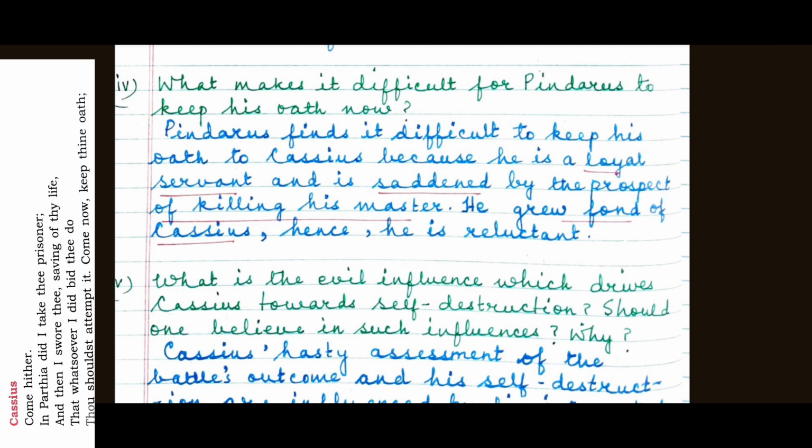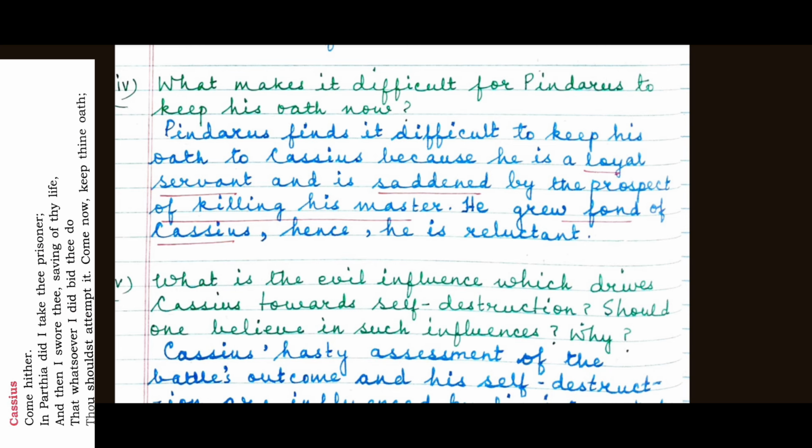What makes it difficult for Pindarus to keep his oath now? Pindarus finds it difficult to keep his oath to Cassius because he is a loyal servant. His loyalty makes it difficult for him, and he is saddened by the prospect of killing his master. He is also sad. He grew fond of Cassius, hence he is reluctant. He is hesitant.